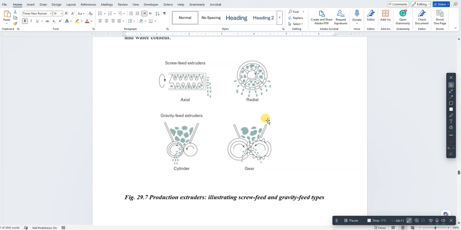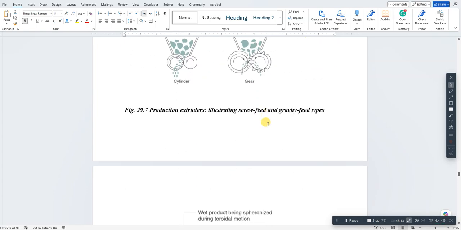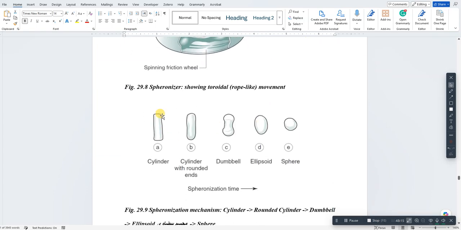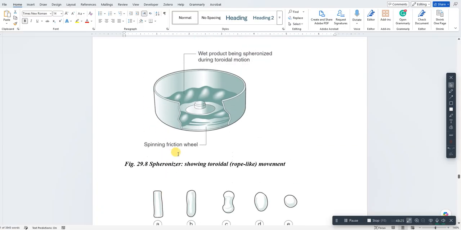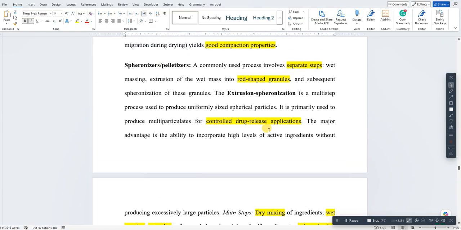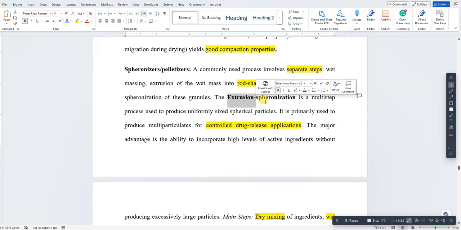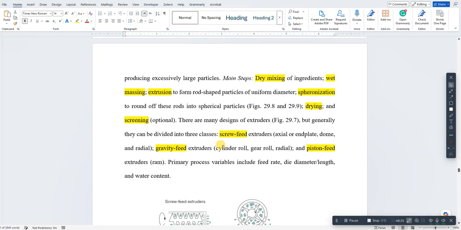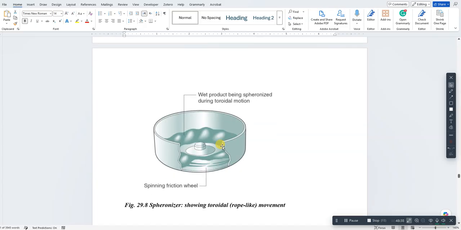After these are produced, what happens? You will see cylindrical granules. But what we need is spherical granules. So we take these cylindrical granules and we put them in a spheronizer. That's why they call it extrusion-spheronization: two processes, more than one equipment. Okay?